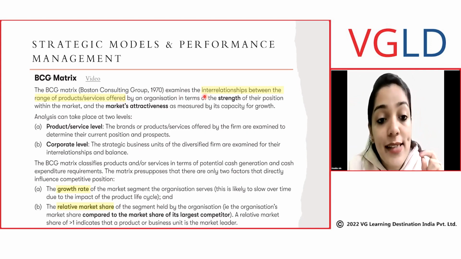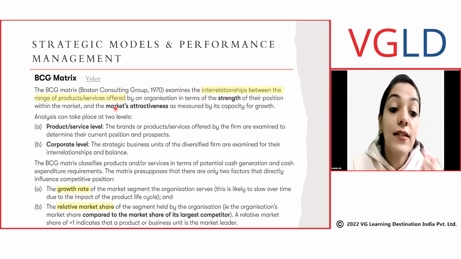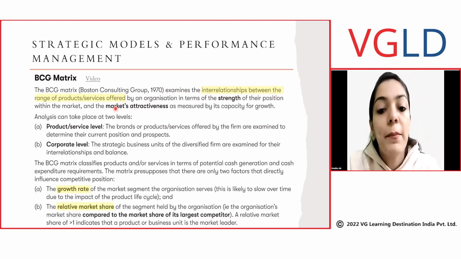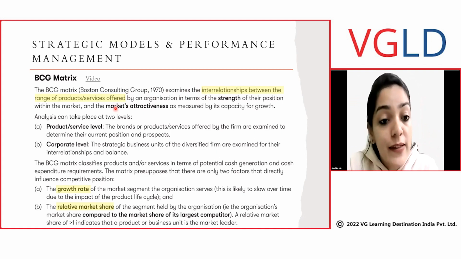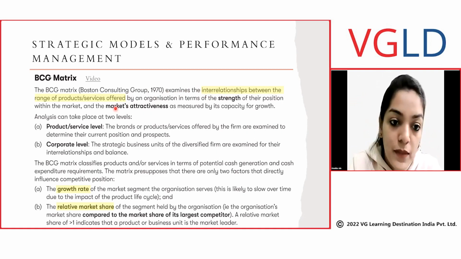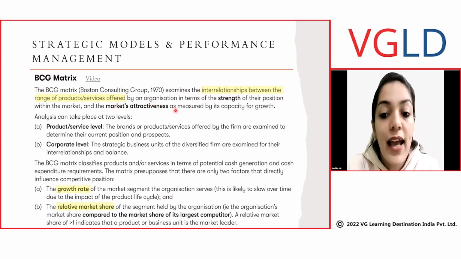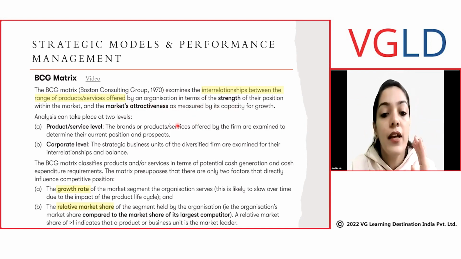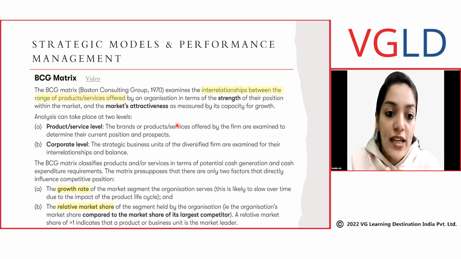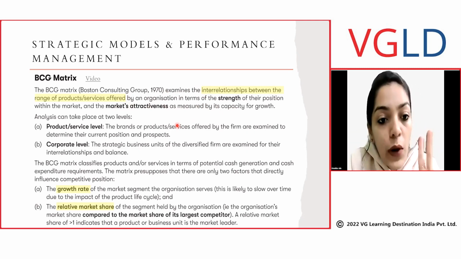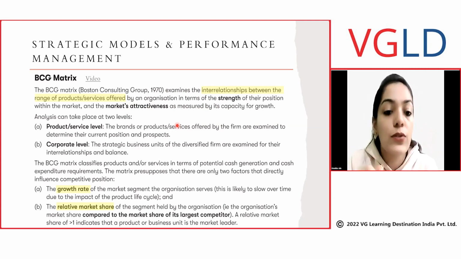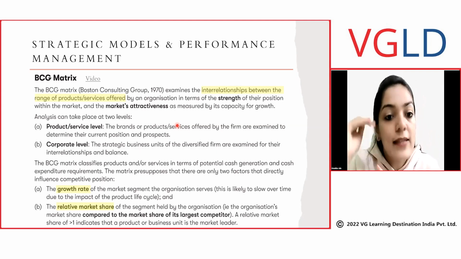Okay, so BCG metrics examines the interrelationships between the range of products or services in the market and the market's attractiveness as measured by its capacity for growth. So first of all, you're going to check what is the market share. So the 2 key important levers which we have discussed in the video also, that is what? Market share and market growth. So you're going to check for each of the products, is it high? Is it low?